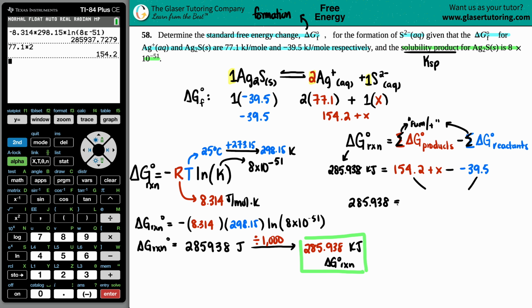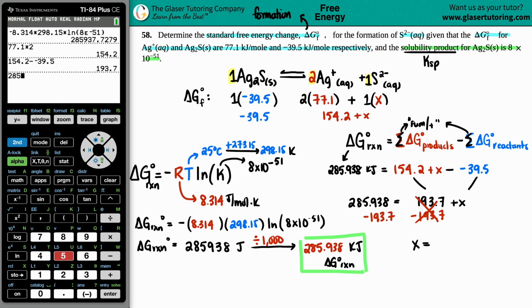285.938 equals 154.2 minus a negative 39.5. So I get 193.7, and that's plus X. So now just solve for X, right? Minus 193.7, minus 193.7. This cancels. Now you're just left with X.